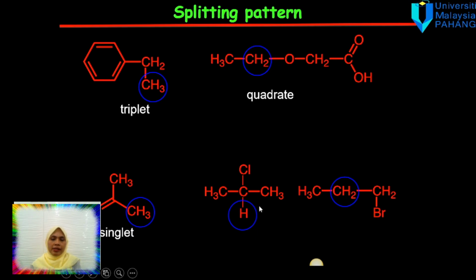In this case, how many splitting pattern for this proton? We can see on the right side and the left side, 3 plus 3 becomes 6. 6 plus 1 is septet. We can see the signal is septet. In this case, this proton, how many? The neighboring protons are 2 plus 3, 5, 5 plus 1. By using the n plus 1 rule, it becomes a sextet. Correction here, it is sextet, not quartet.